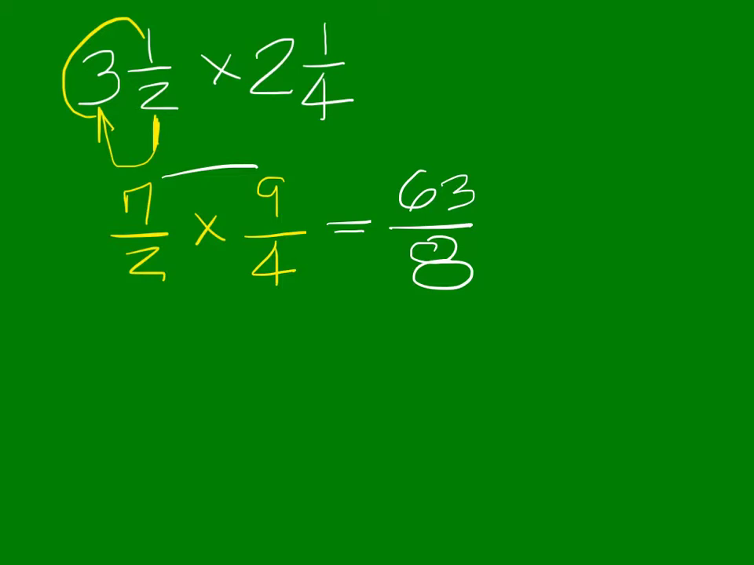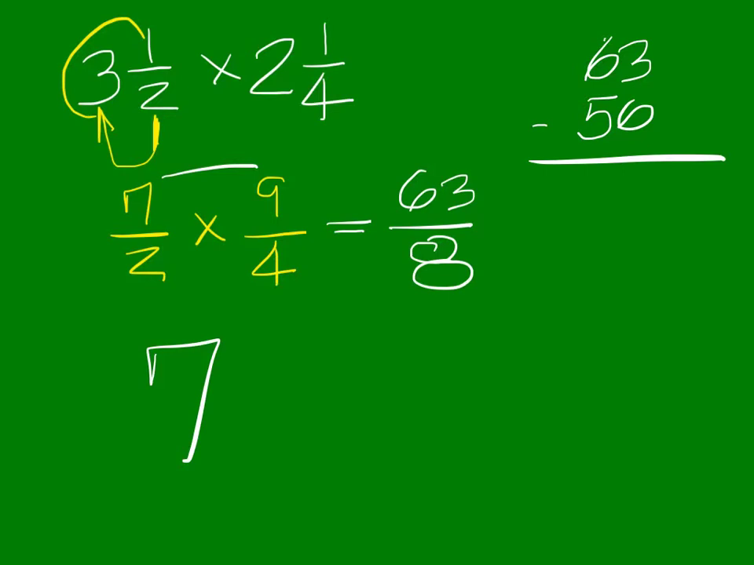Now 63 over 8 is not going to be your final answer because you want to change it to a mixed number. So what you do is you figure out how many times 8 will go into 63 without going over. 7 times. So use that times table. It's almost like a calculator. 8 will go into 63 7 times without going over. What is 8 times 7? 56. 56 taken away from the 63 is going to leave us with 7.